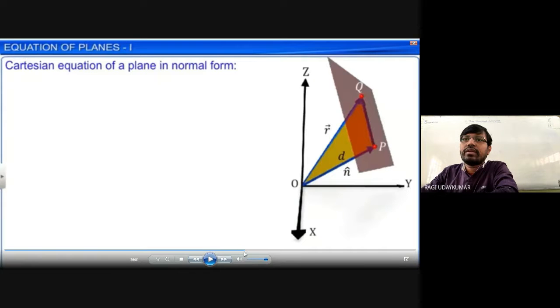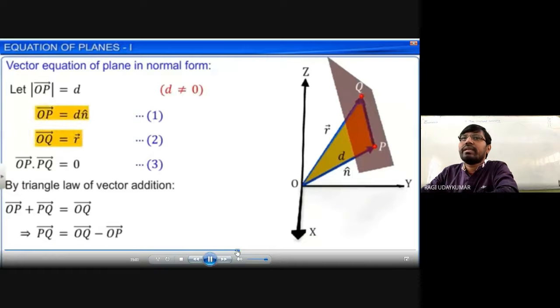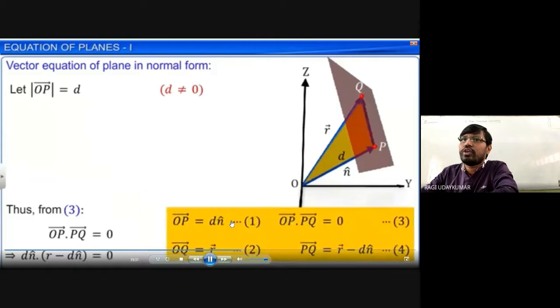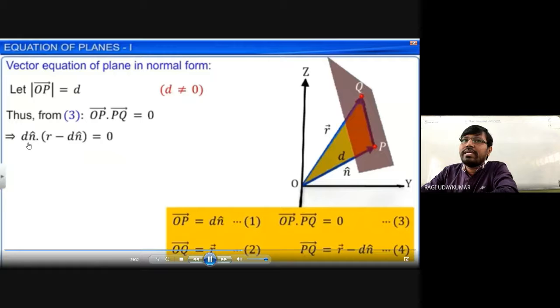Here, whenever you are taking that, n cap is a unit vector which is normal, if it is given to you. Once again you see here, so that you can easily understand. OQ is equal to R bar, which is D minus N bar. So OP is D into n cap. And PQ we got already, R bar minus D n cap.